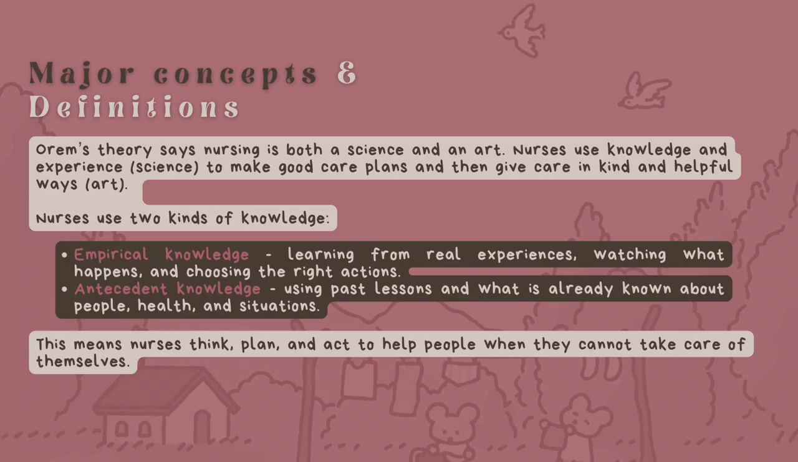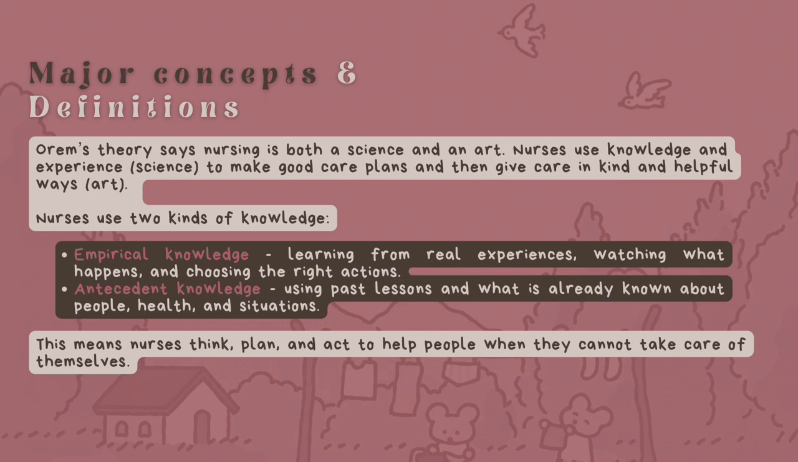But the antecedent knowledge uses the lessons from the past, what is already known from people, health, and situation. Again, these are the past lessons already known about people, health, and situation, and we are applying it on real life scenarios. Okay, i-recap ulit natin. Pag sinabi natin empirical knowledge, these are the real experiences, or ito yung mga learnings na makikita natin sa ngayon, watching what happens, and choosing the right actions. Ibig sabihin, nangyayari siya ngayon. Those are real experiences, pwedeng sa'yo at sa iba. And you apply it.